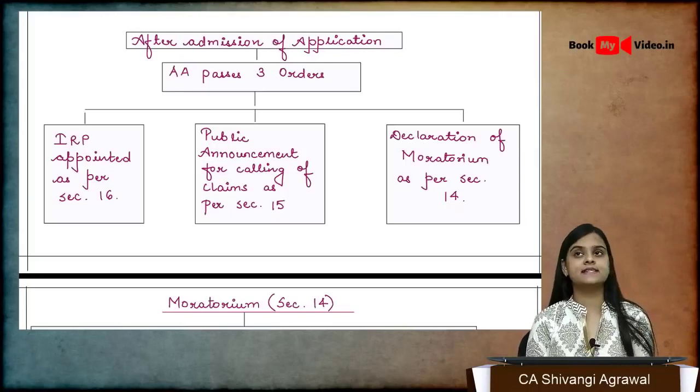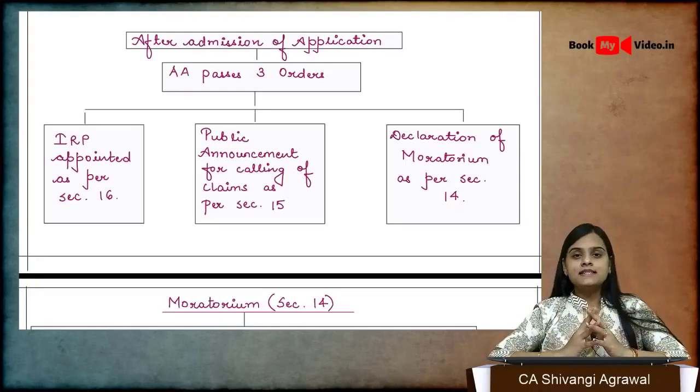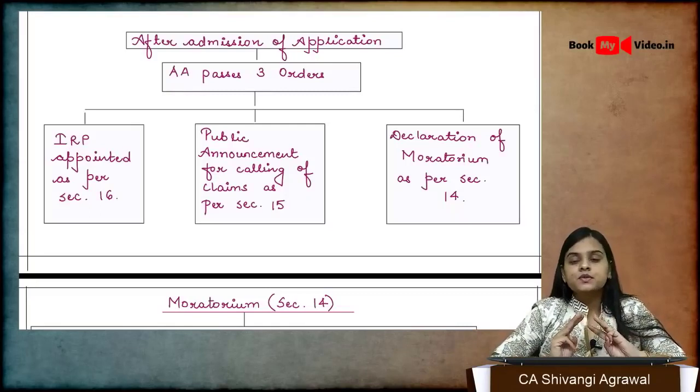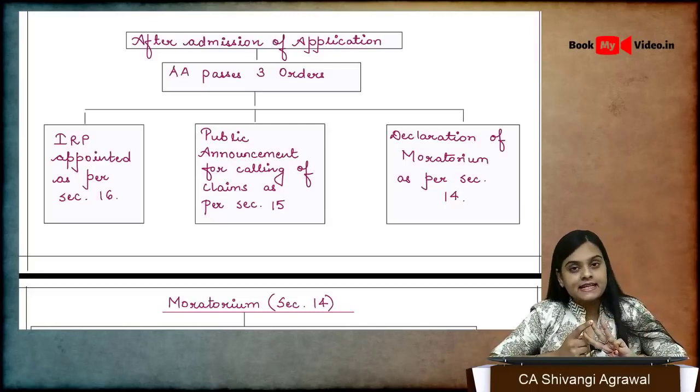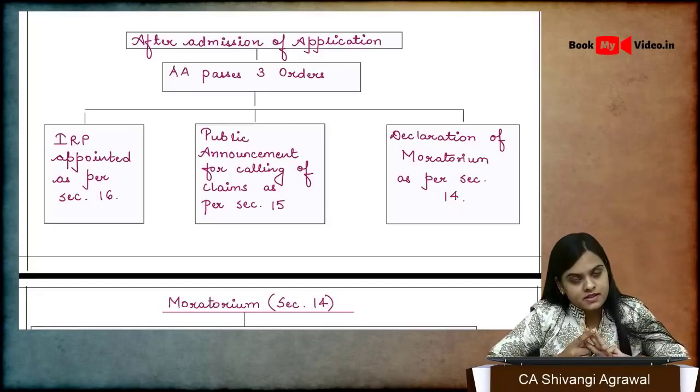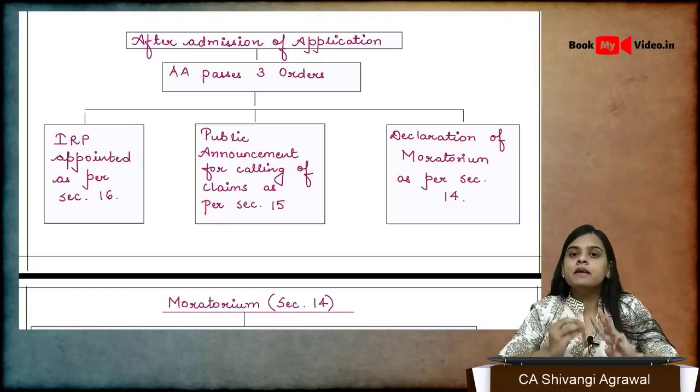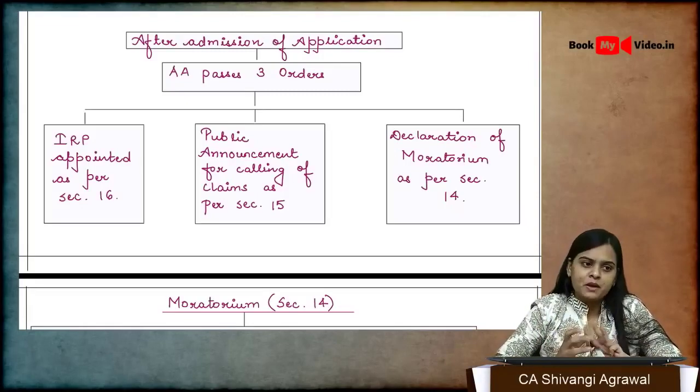Now, once your application is admitted, it marks the date of initiation of CIRP, and that has to be completed within 180 days. As soon as the application is admitted, there are three things which happen. Firstly, declaration of moratorium. Secondly, appointment of IRP. And thirdly, public announcement.